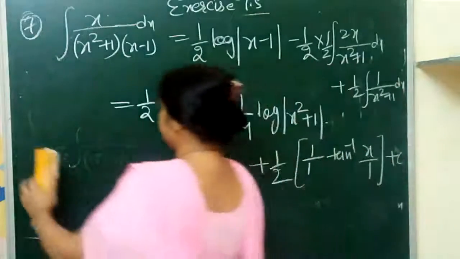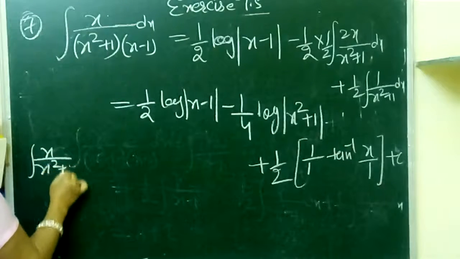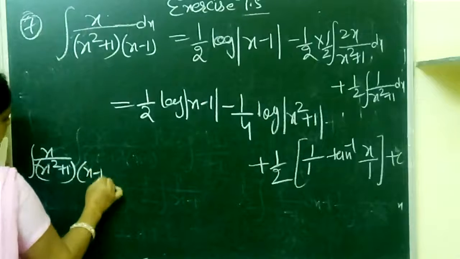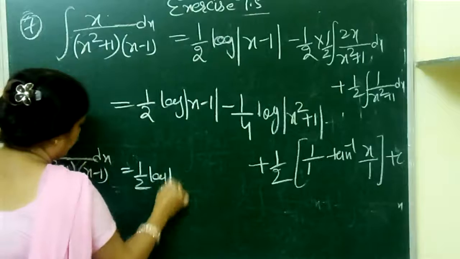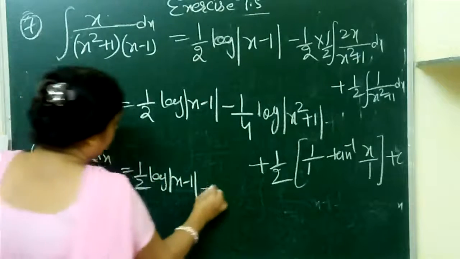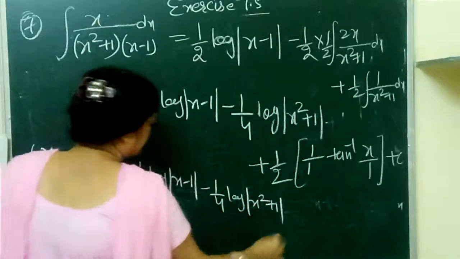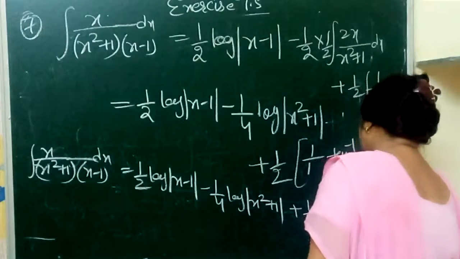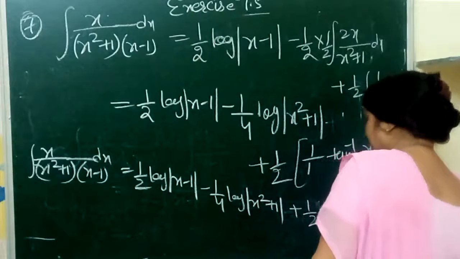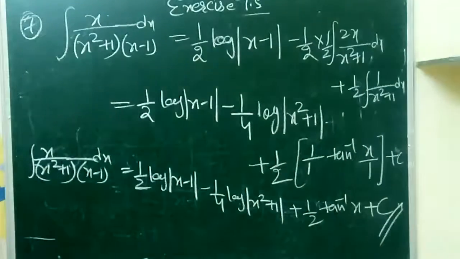So the answer for the integration of x upon x square plus 1 into x minus 1 into dx is half of log mod x minus 1 minus 1 by 4 log of x square plus 1, then half of tan inverse x plus c. So this is the required solution of question number 7. In this way you can use the partial fraction.